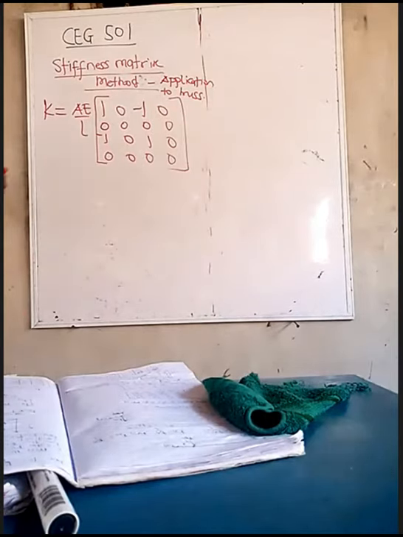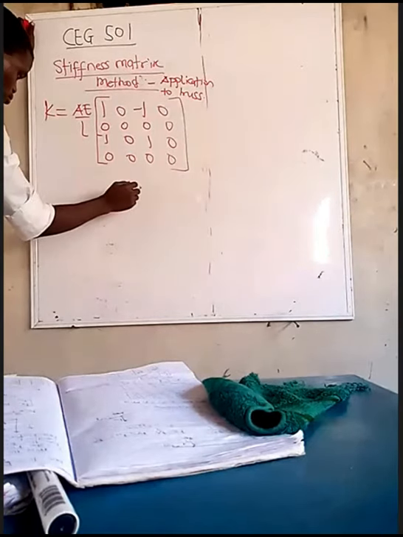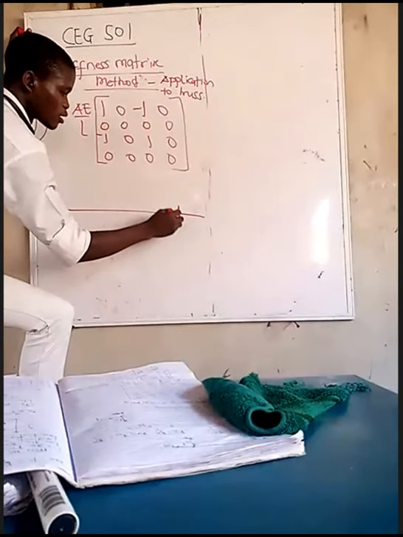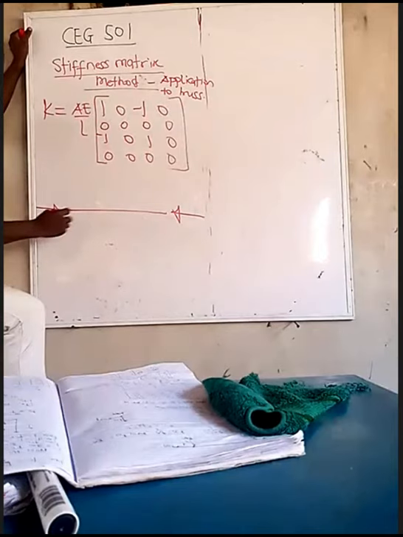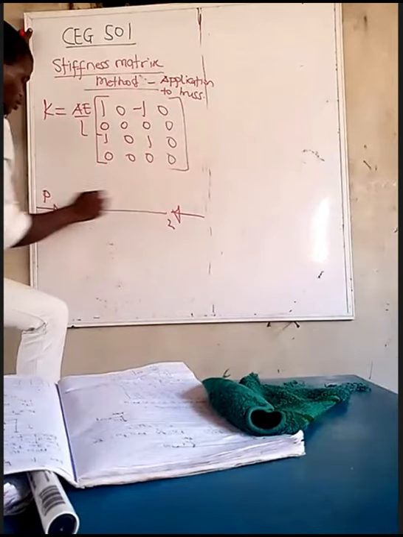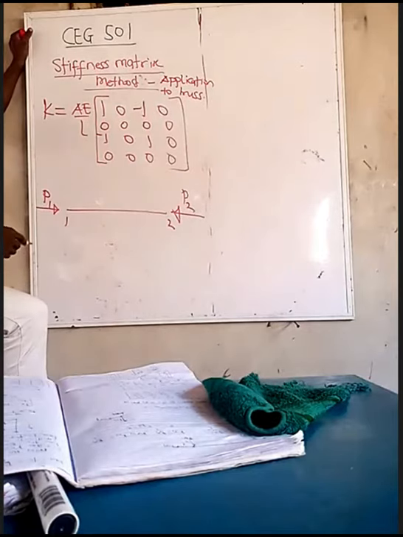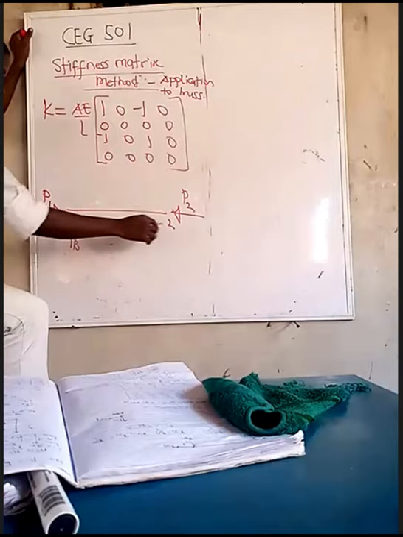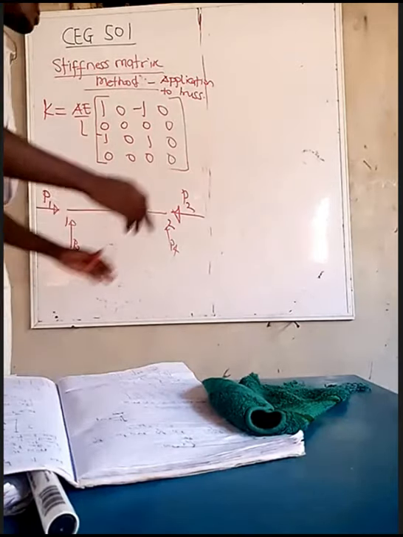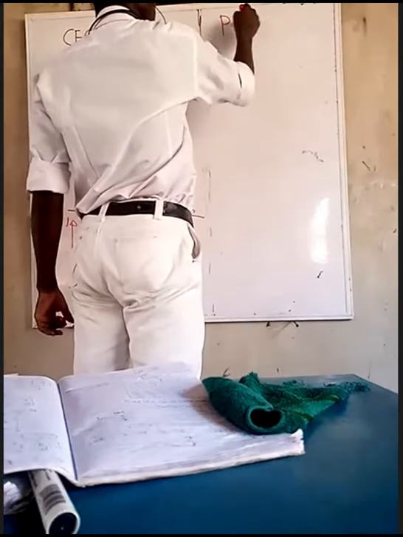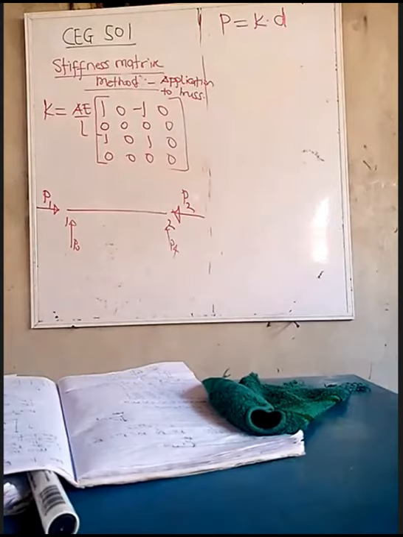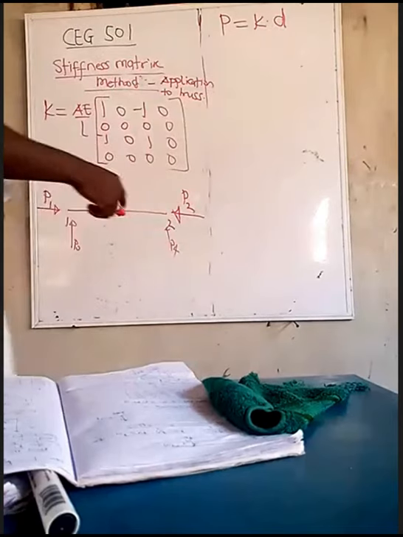A equals A over L. So now if we apply, since we are considering a truss member, the force on this far end and this near end, let's call them 1, 2, P1, P2. Now we are dealing majorly with axial forces, even though we may want to say we have P3, P4, they will be zero. So this method is anchored on the fact that P equals K times D. K is stiffness, D is displacement.